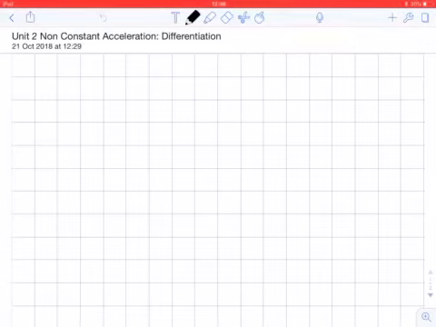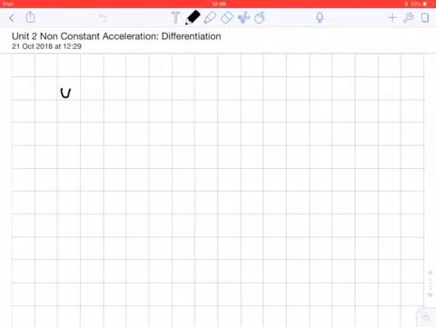In this video, I'm just going to give you a brief overview of differentiation, just to help you with the concept when you're doing non-constant acceleration. You will be doing differentiation in Unit 1, but if you do tend to be out of step with the teaching, then this is just a little bit of a catch-up, just to let you know how to differentiate.